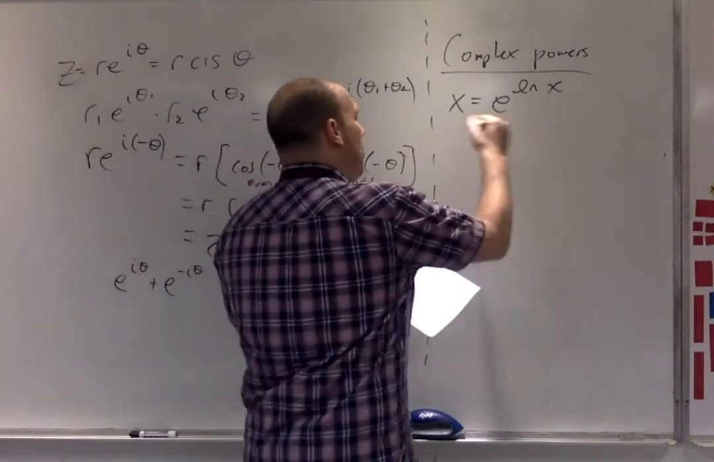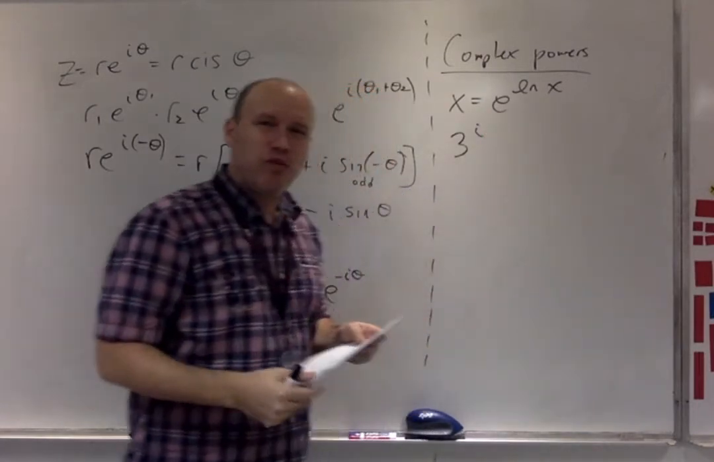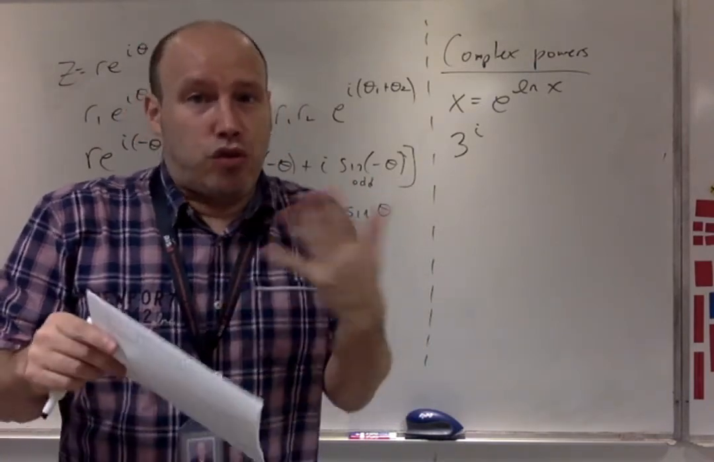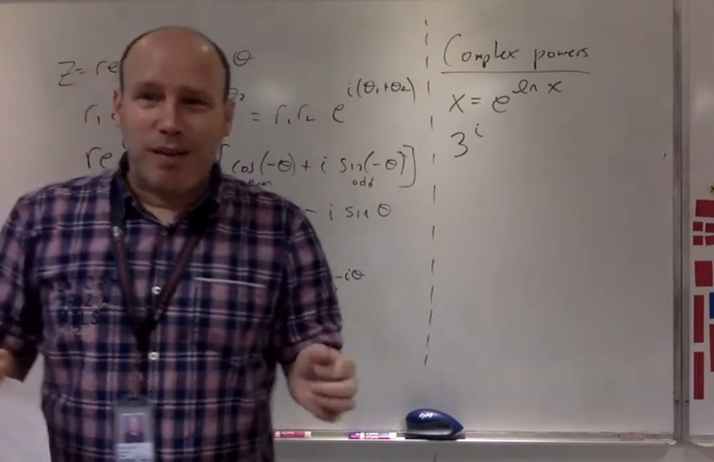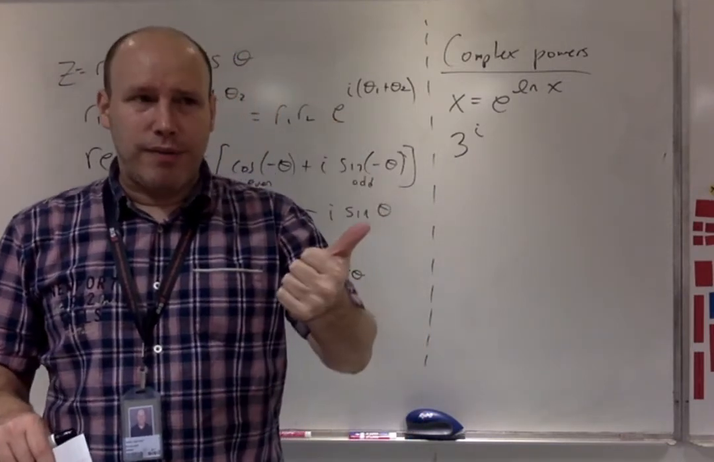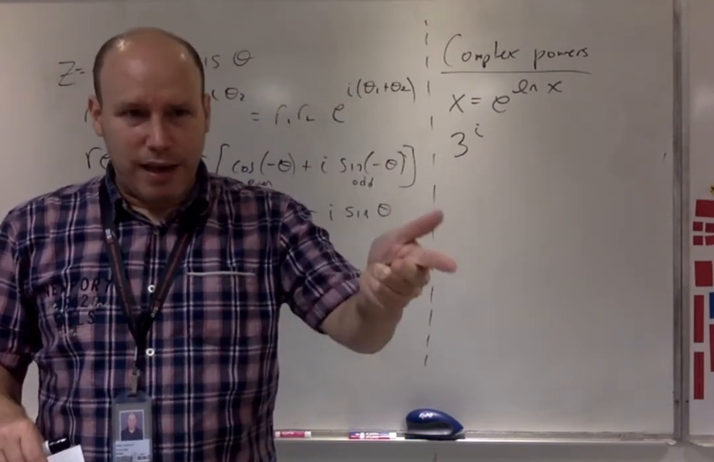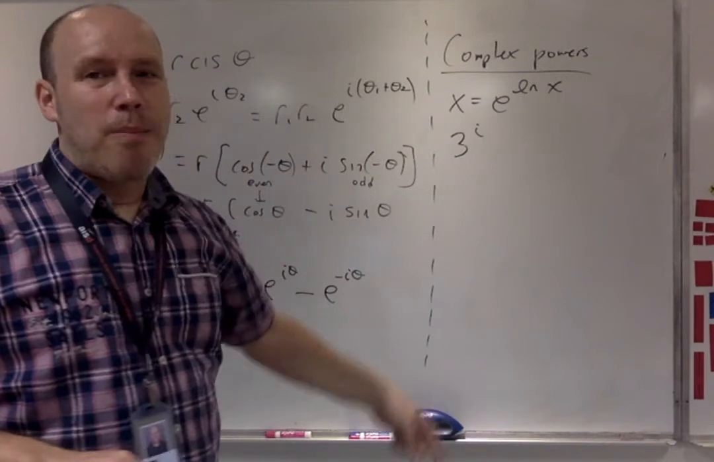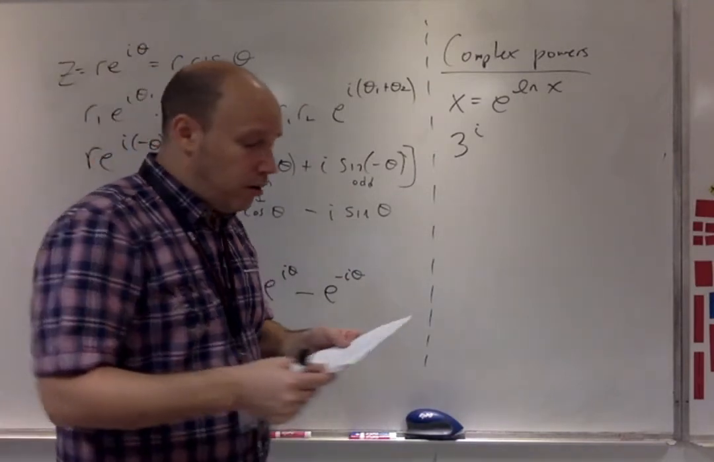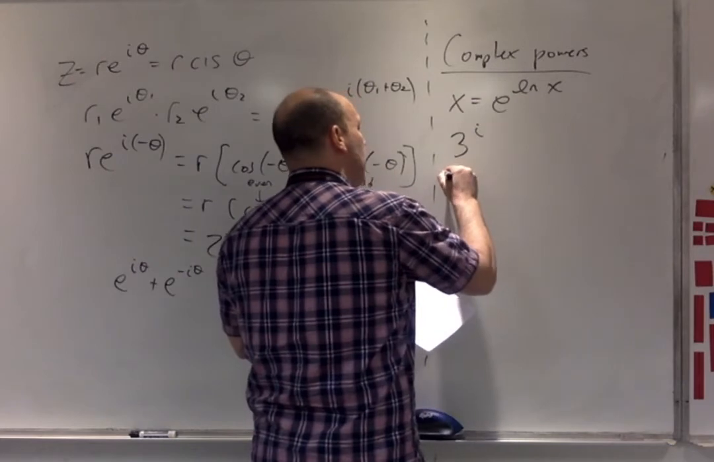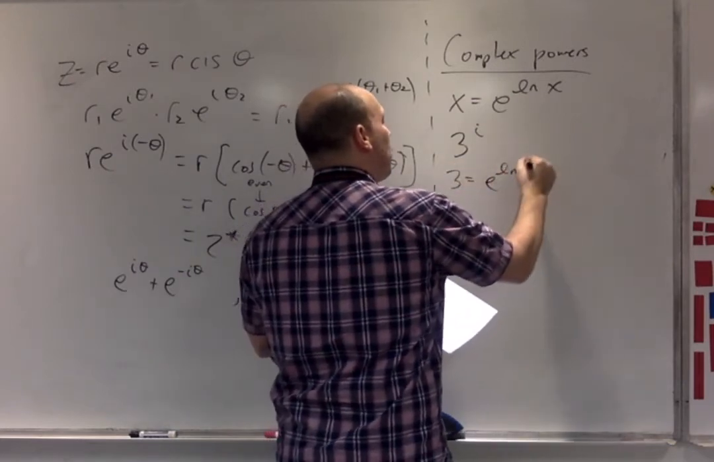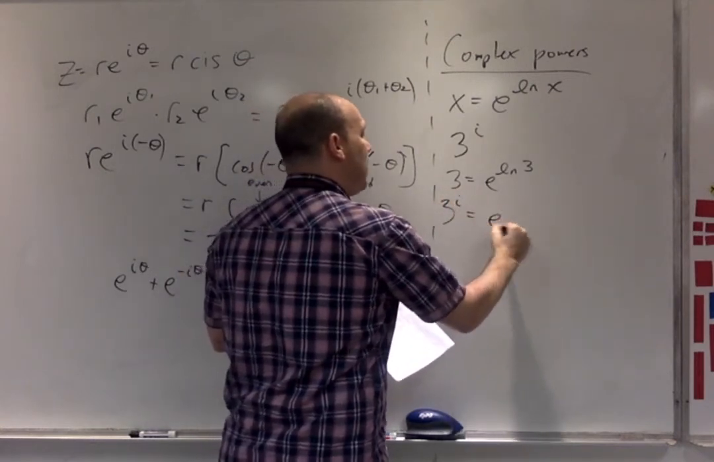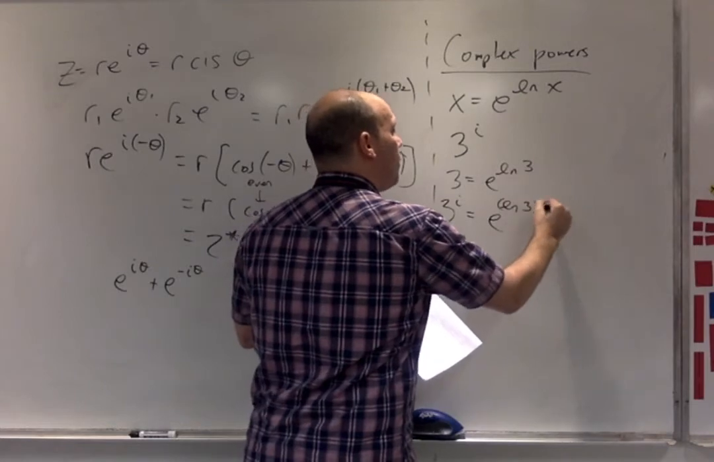So, for example, 3 to the i. What does it even mean? Well, we're mathematicians. We're just exploring everything. And if we really think about this class, we've raised numbers to positive integers, 0, negatives, fractions, radicals. Now we're raising it to imaginary numbers. Well, what are we going to do here? Well, we know that 3 is equal to e to the ln of 3. Therefore, 3 to the i is equal to e to the ln of 3 times i.